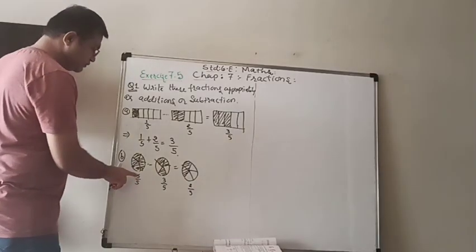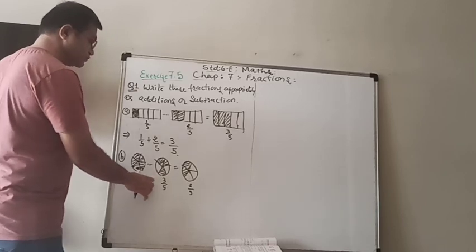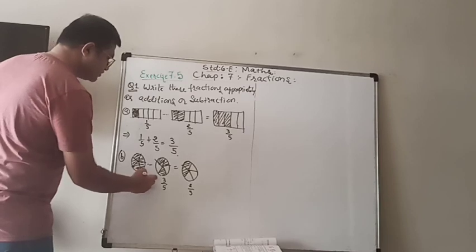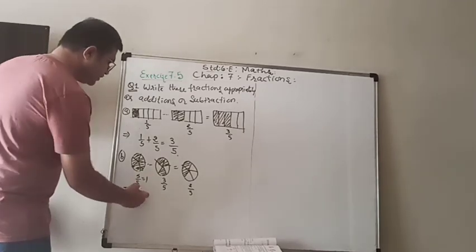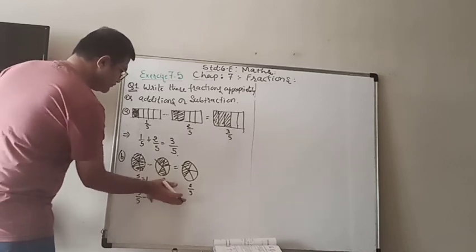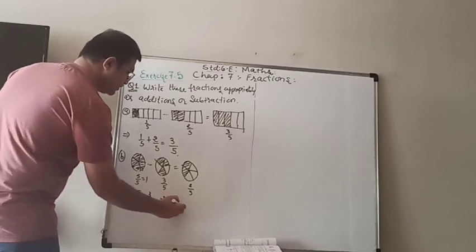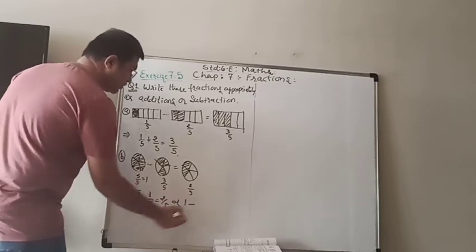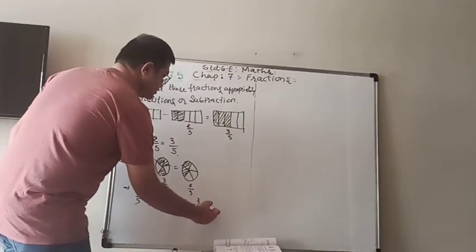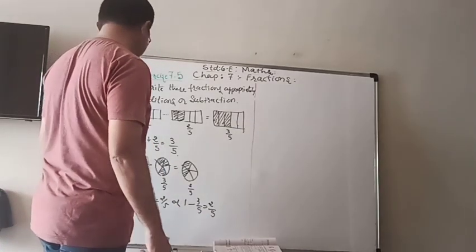So now you can see that 5 and 3 and 2. So what will be the relation here? Obviously minus. Therefore here 5 by 5 is also written as 1. So you can write down 5 upon 5 minus 3 upon 5 is equal to 2 upon 5, or in place of 5 upon 5 you can write 1 also. So 1 minus 3 upon 5 is equal to 2 upon 5. Any of this is right.